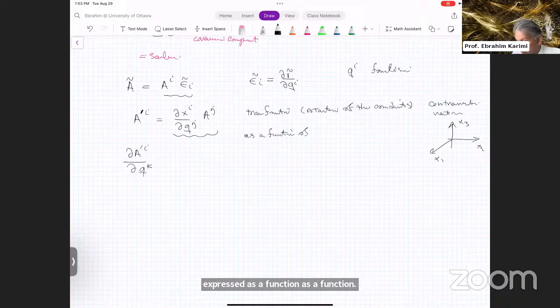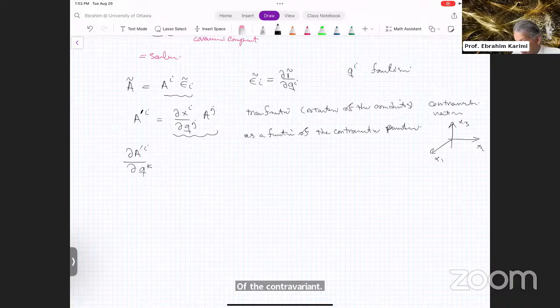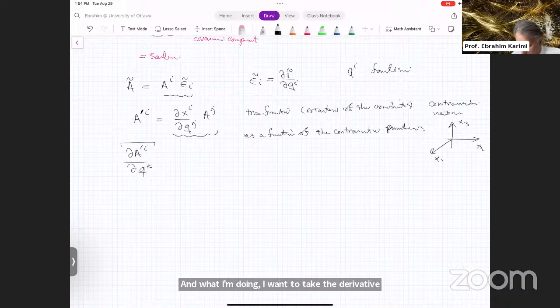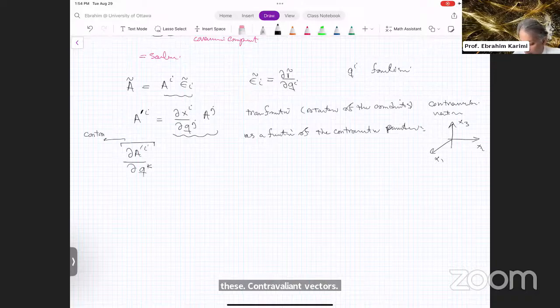Well, now this vector can be expressed as a function of the contravariant parameters. And what I'm doing, I want to take the derivative of these contravariant vector components. So essentially we call these the contravariant derivatives.